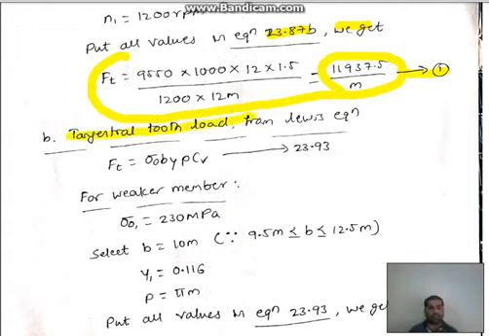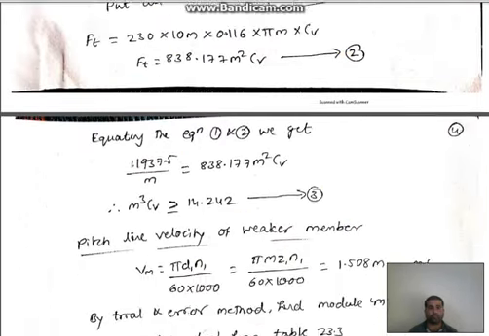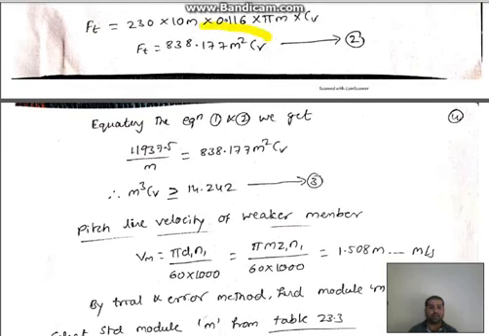Step B. Tangential tooth load from the Lewis equation. The equation is given here. For the weaker member, the allowable static stress value is given, and we select the face width as 10 moduli. Usually you select 10 moduli. We already calculated the Lewis form factor for the weaker member. P is the circular pitch, equal to pi m. Put all these values in equation 23.93. We get the FT equation, the tangential tooth load in terms of moduli and velocity factor. That is equation number 2. Now equate equation number 1 and 2. We get equation number 3.